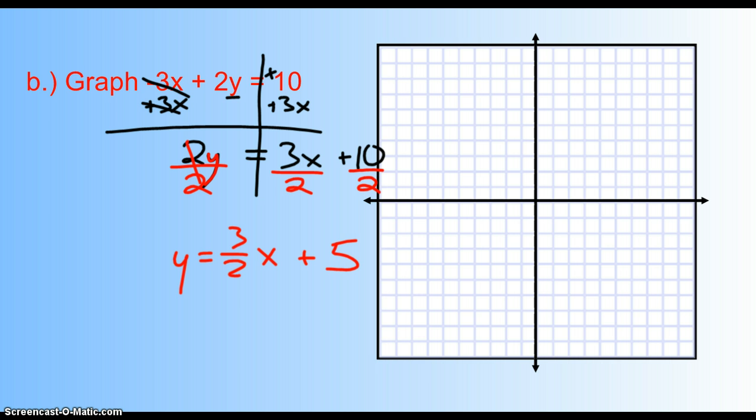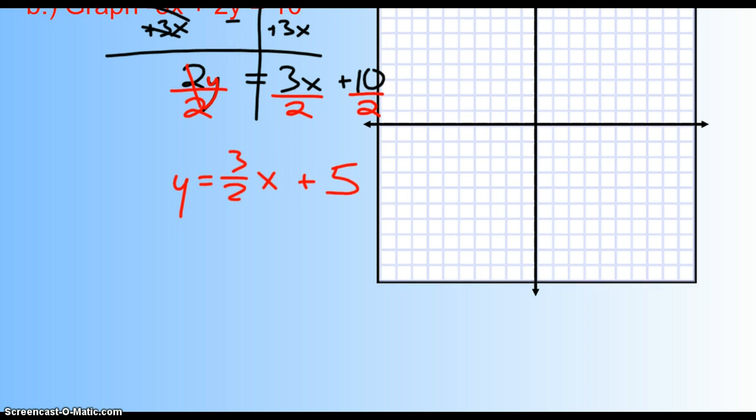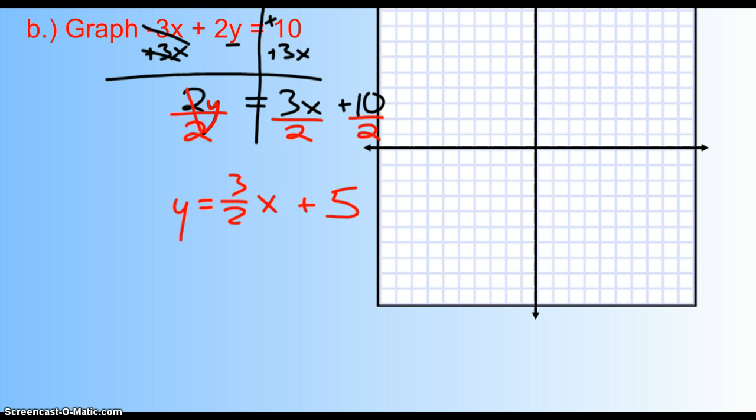Alright, so again, we'll want to choose some nice easy values here for my xy chart. So I want things that are going to be divisible by 2. Do I necessarily have to do that? No. But we're going to take a little bit of a shortcut here. So I'm going to go 0. If x is 0, I take 3 over 2 times 0, and I get 0 plus 5. So 0, 5 is one of my points. 1, 2, 3, 4, 5.